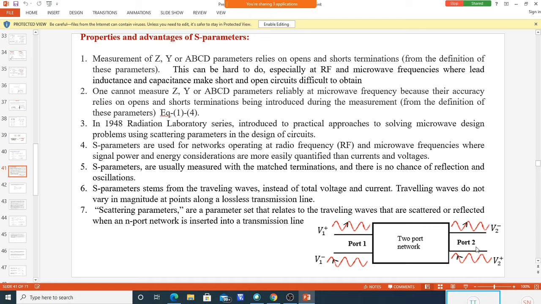Again, short and open leads to reflection. That may damage the loop of the network. That is another disadvantage of using Z parameters and Y parameters at RF.